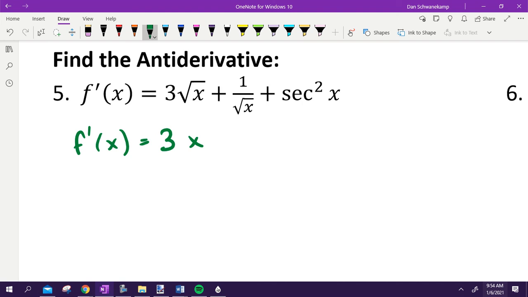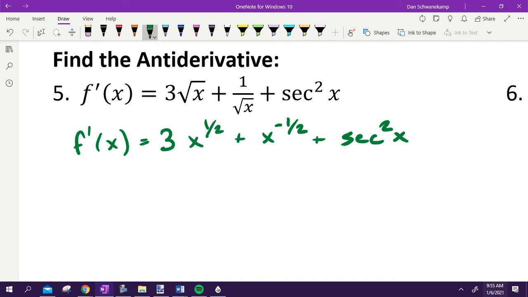3 square root of x is the same thing as 3x to the 1/2 power. And then 1 over the square root of x is x to the negative 1/2, because it's on bottom and it's square rooted. On bottom it makes it negative, square rooted it's 1/2. Secant squared x, cool, leave it.